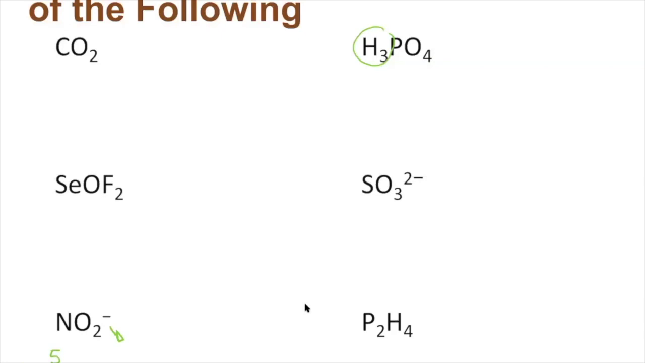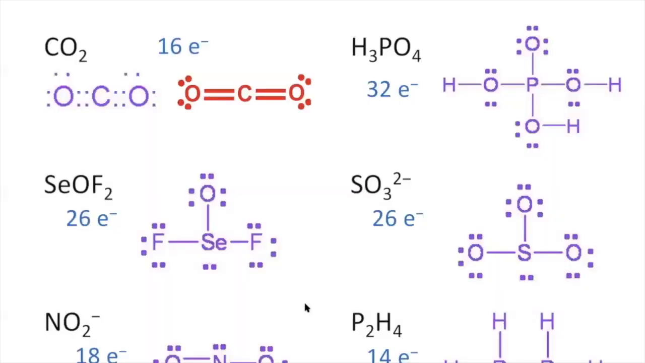A total of 18 electrons, right? 12 plus 5, yep, 18 electrons. So you should be able to distribute 18 electrons. And here you're adding 2 electrons. Here are your answers.